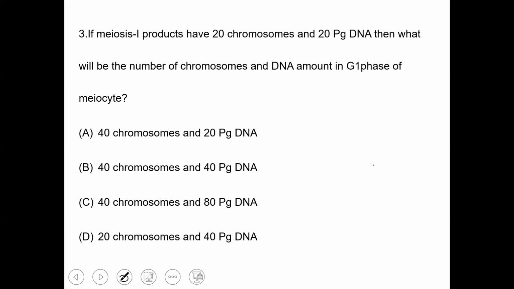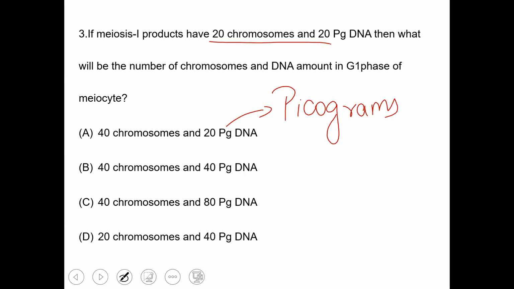So which is the option here? We know that in case of the chromosomal number, since the number of chromosomes are going to be doubled, right? And the content of the DNA, which is nothing but in terms of picograms, or you can even refer to it as Daltons, okay? And what happens to the content of the DNA? Already meiosis 1 products have 20 chromosomes and 20 picogram DNA.